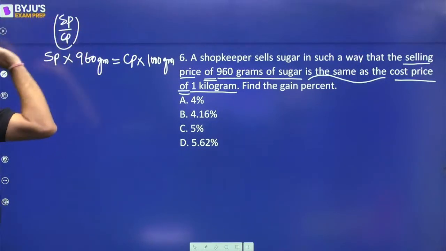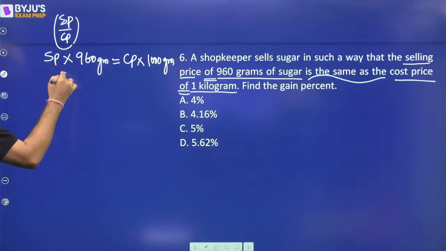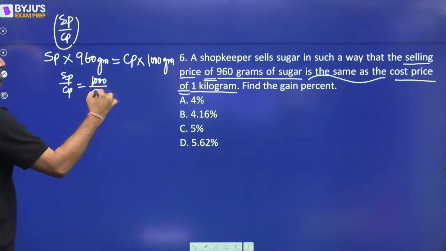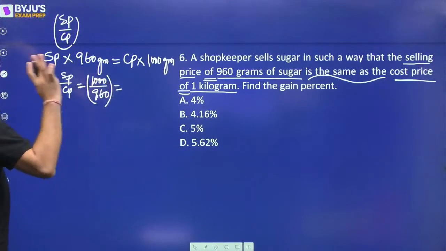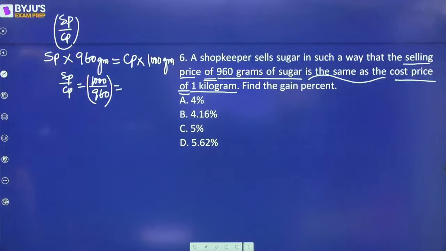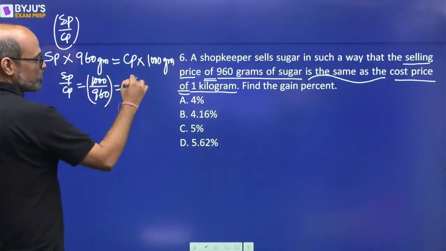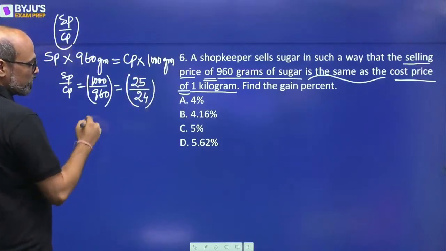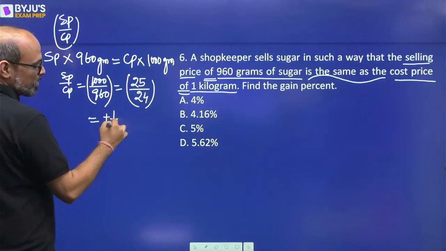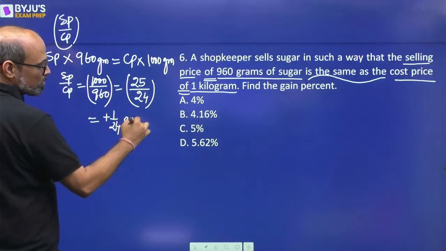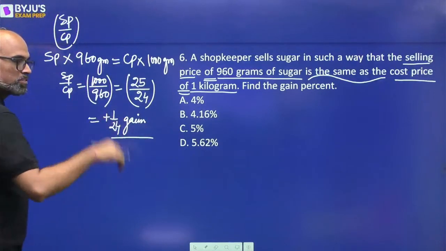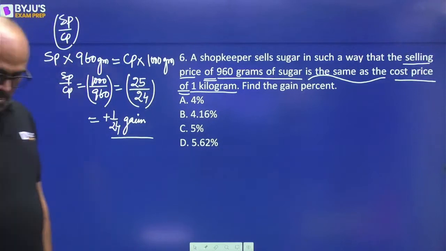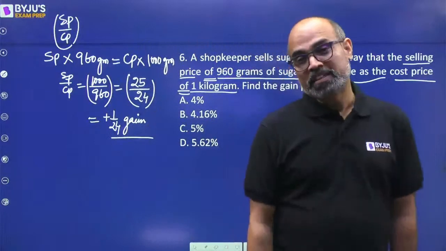This is your target, to find this, which is very much sure from here: SP by CP is going to be 1000 out of 960. Both are in the table of 40, right? This is 40 into 25 and this is 40 into 24. 25 by 24 is another way of saying that there is a gain of 1 by 24. And 1 by 24 is what percentage? Right? Now I have to find out what percentage 1 by 24 is. Can you tell me what percentage 1 by 24 will be?